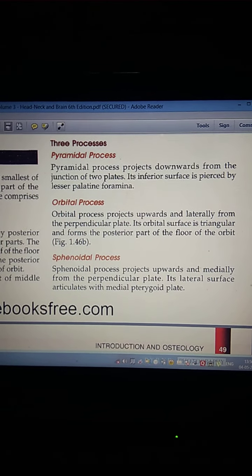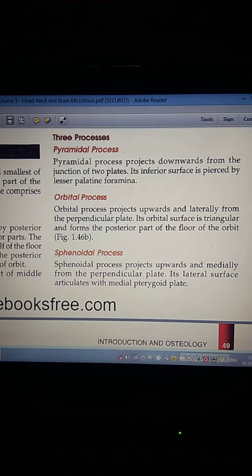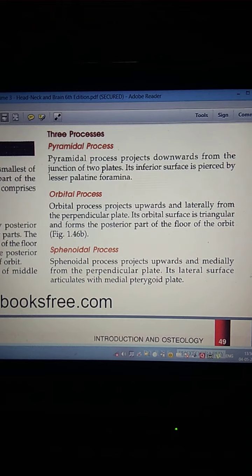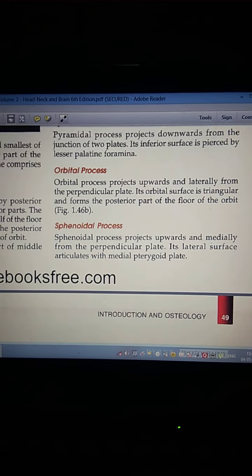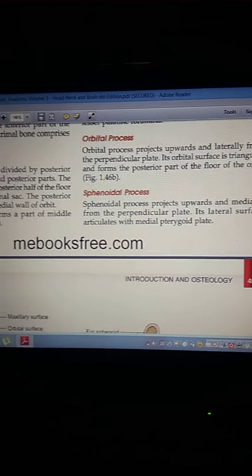Now, three processes. The pyramidal process projects downwards from the junction. The orbital process projects upward and lateral from the perpendicular plate, and the sphenoidal process projects upwards and medially from the perpendicular plate.